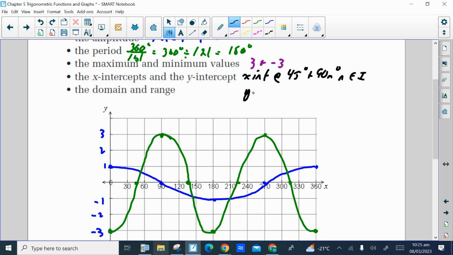Our y-intercept is at the point 0, negative 3.